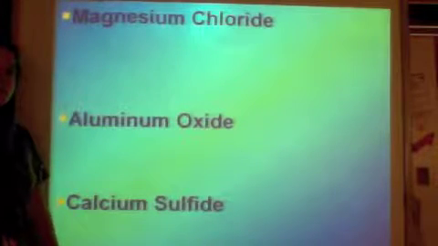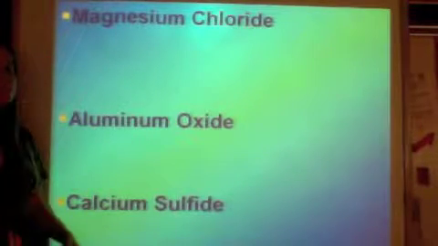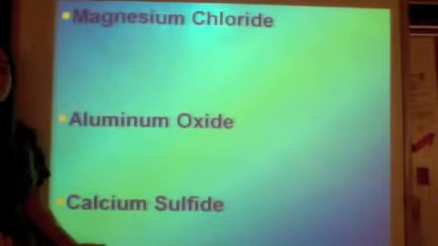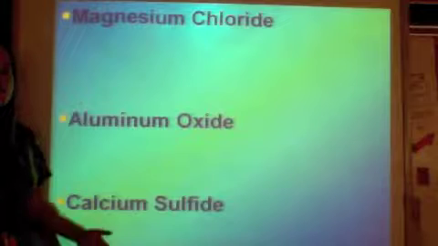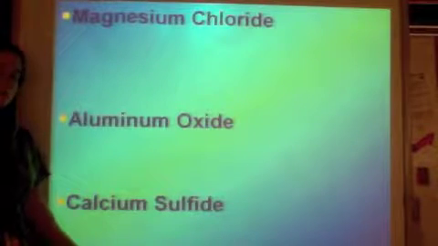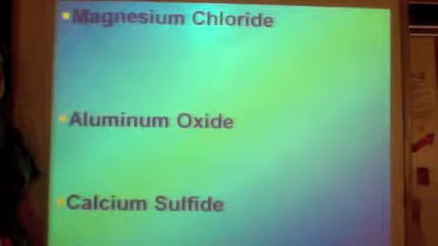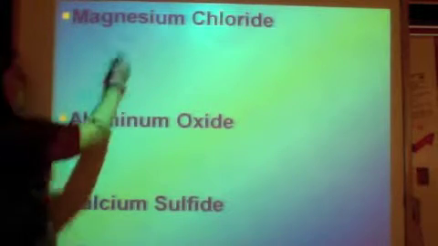Examples. Magnesium chloride. The first thing we're going to do is write their symbols. Now some of you are going to struggle with this because you simply don't like looking at the reference table. Just take a minute and look for it. If you're having trouble finding it, raise your hand and I will help you. Don't get frustrated at that point.